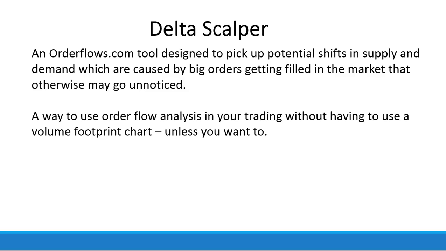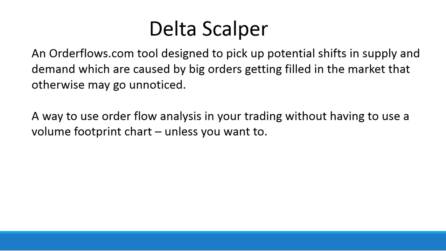One of the questions that I get asked quite a bit is, is there a way to use order flow analysis without having to look at a footprint chart? So, I've tried to come up with, probably, my best way, which is this way, the Delta Scalper. For those that want to use order flow analysis without having to use a volume footprint chart.